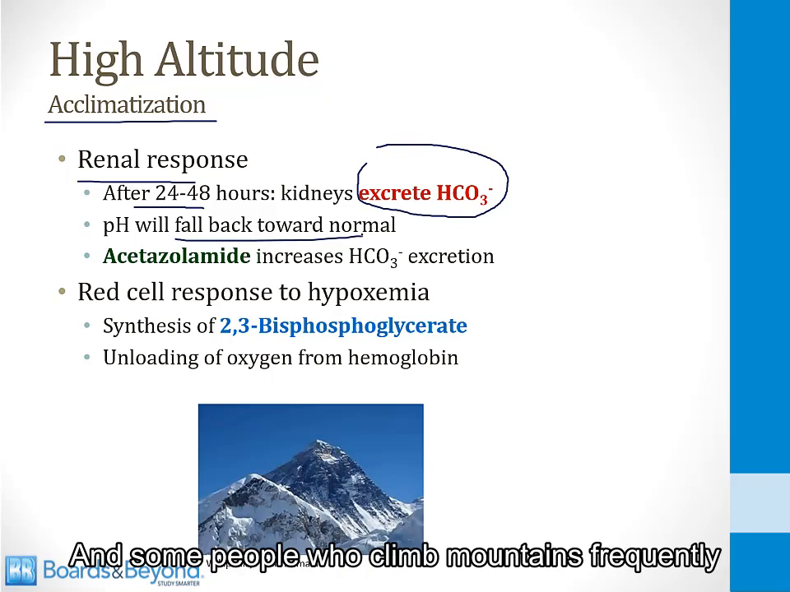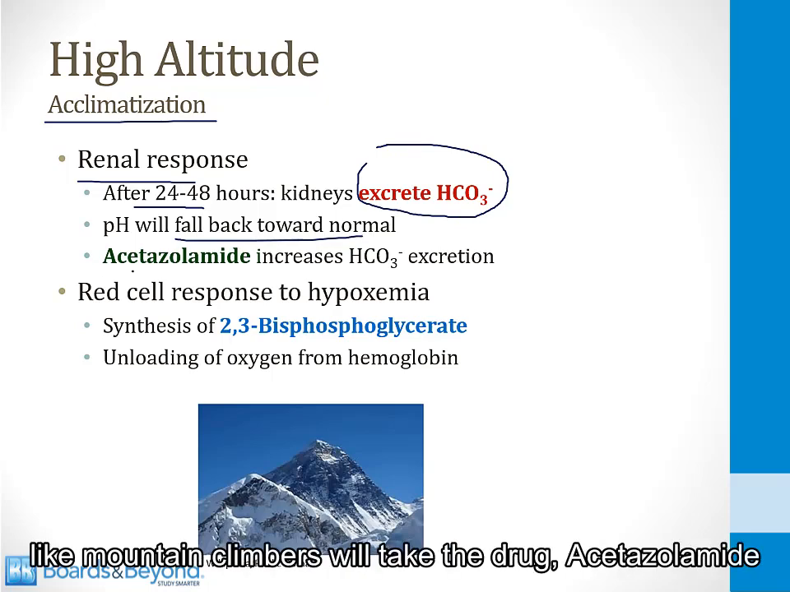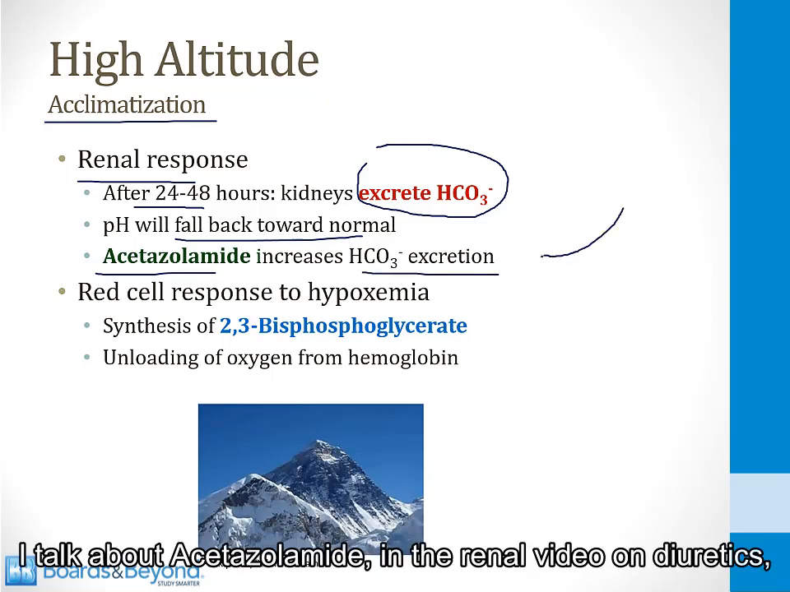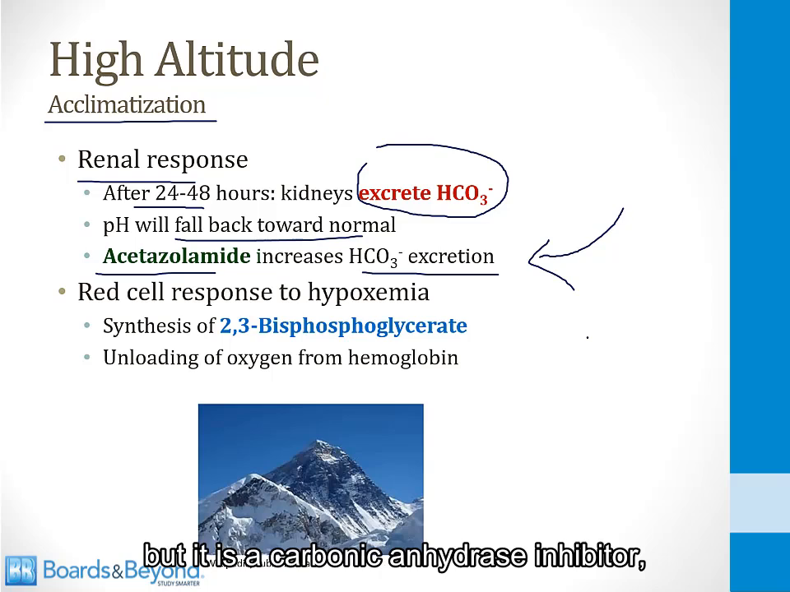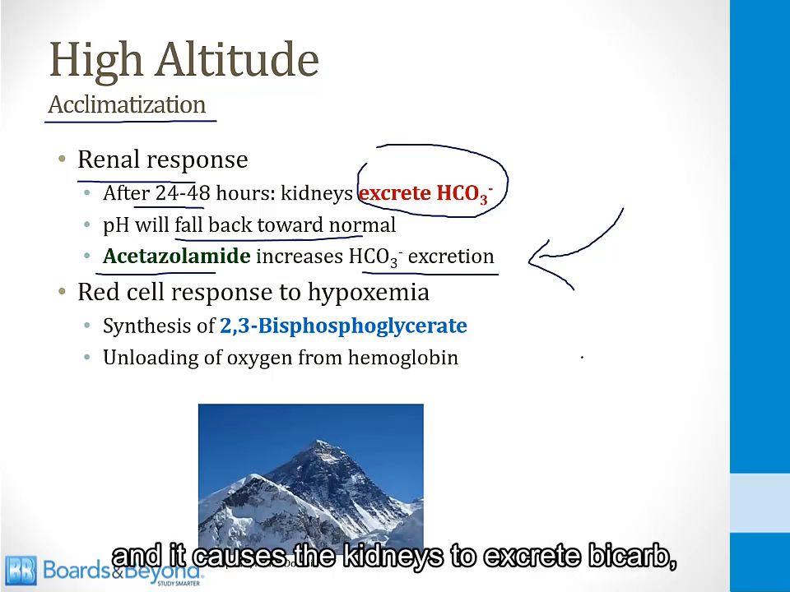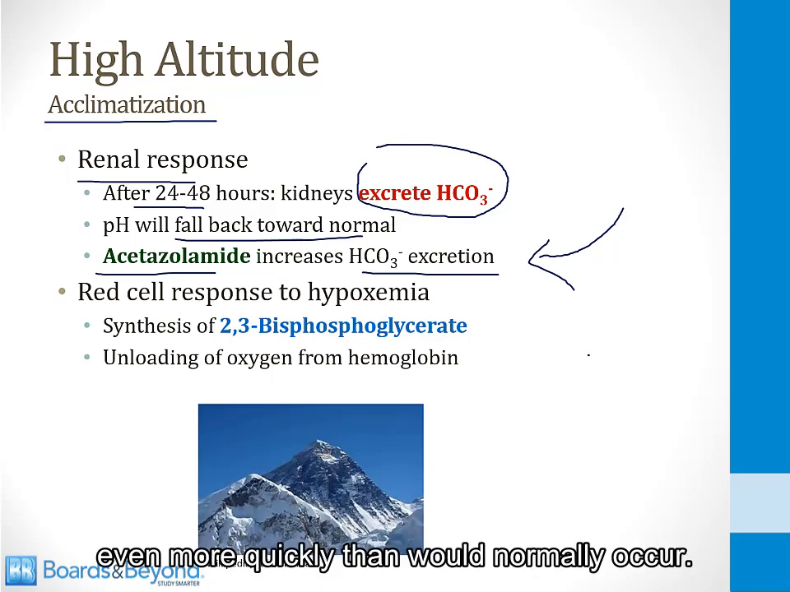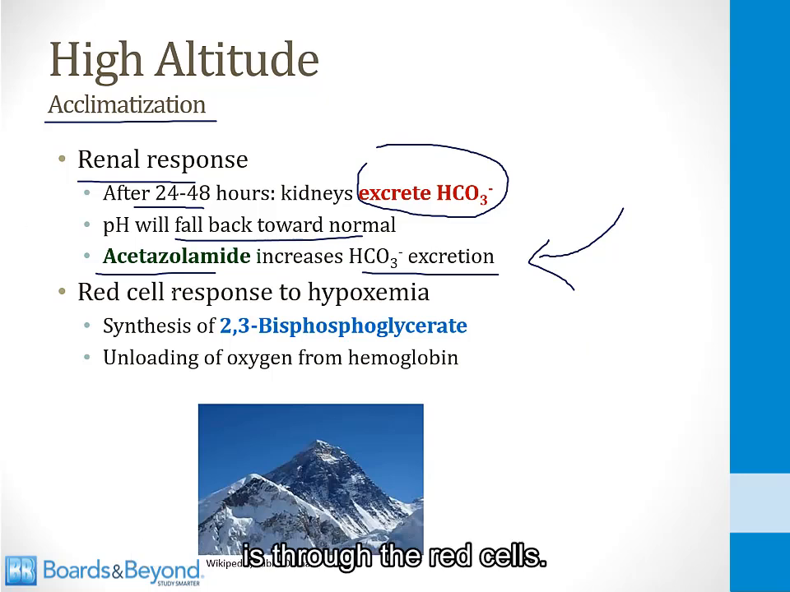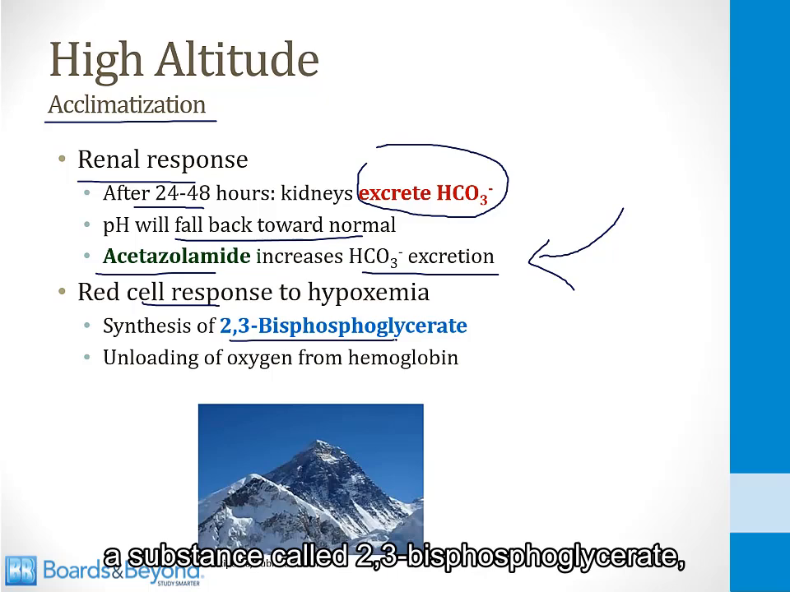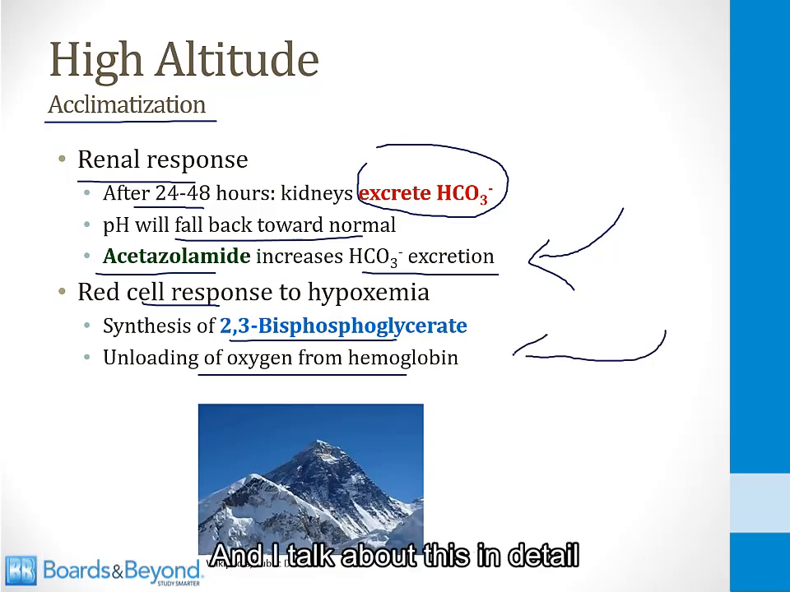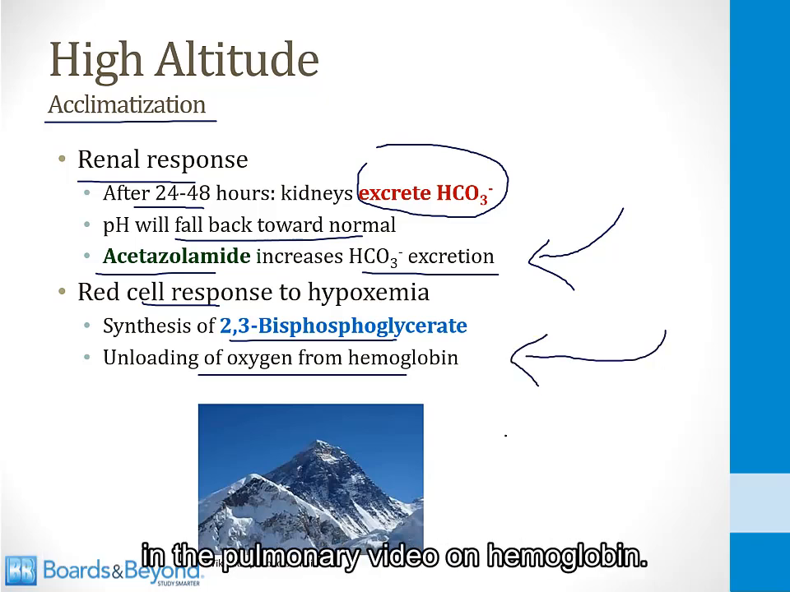And some people who climb mountains frequently, like mountain climbers, will take the drug acetazolamide to increase bicarbonate excretion. I talk about acetazolamide in the renal video on diuretics, but it is a carbonic anhydrase inhibitor, and it causes the kidneys to excrete bicarb, and this helps the pH to fall back to normal even more quickly than would normally occur. The second way that the body acclimates is through the red cells. Red cells begin to synthesize a substance called 2,3-bisphosphoglycerate, and this causes oxygen to be unloaded from hemoglobin, and I talk about this in detail in the pulmonary video on hemoglobin.